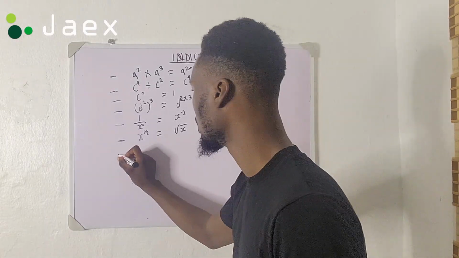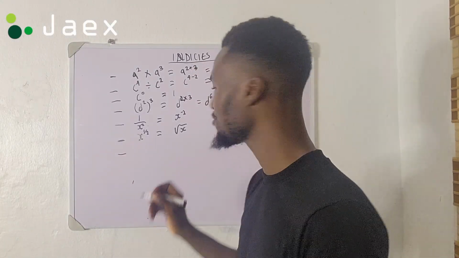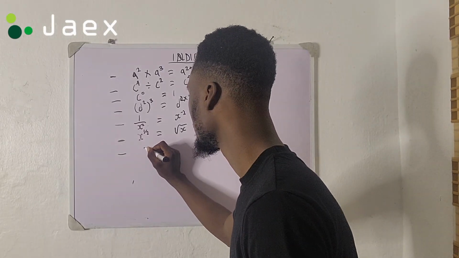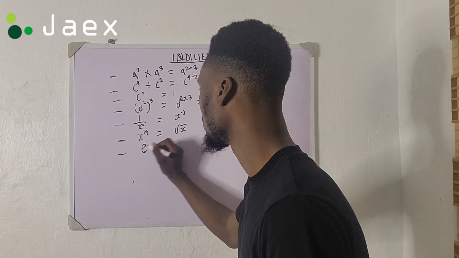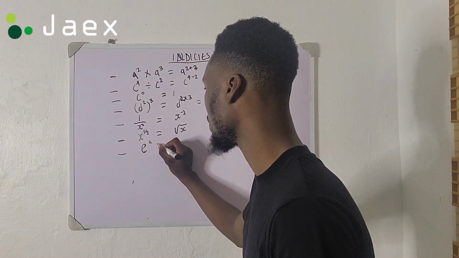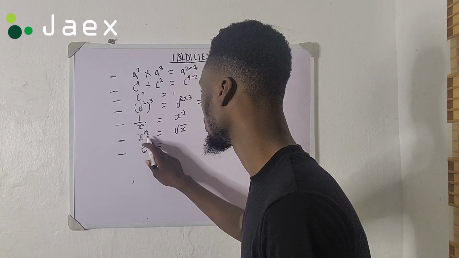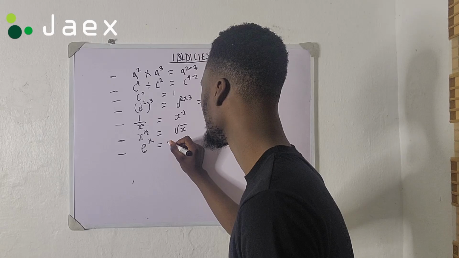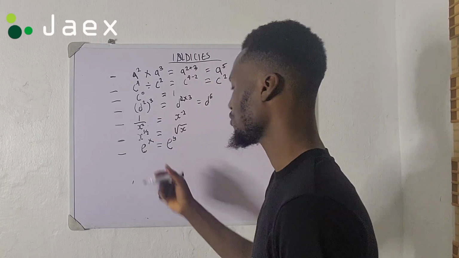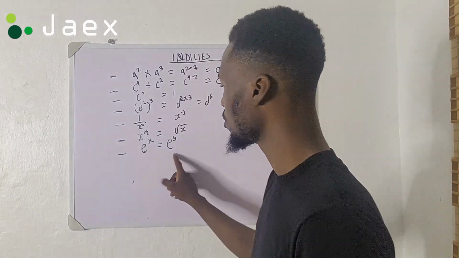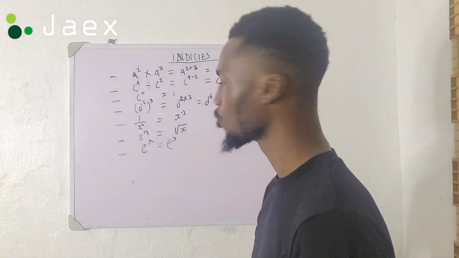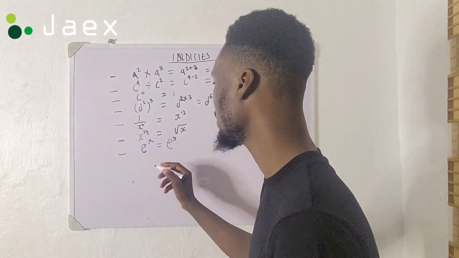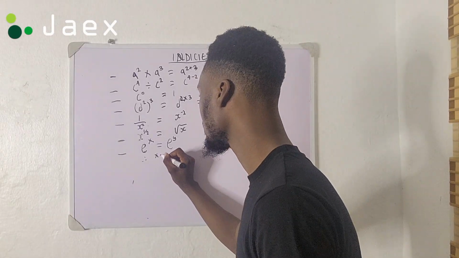Then the last one we have is if you have two alphabets or numbers, for example, let's say e raised to power x is equal to e raised to power y. If you notice, the two alphabets are the same. So when you have a scenario like this, e raised to power x is equal to e raised to power y, then you can say x is equal to y.